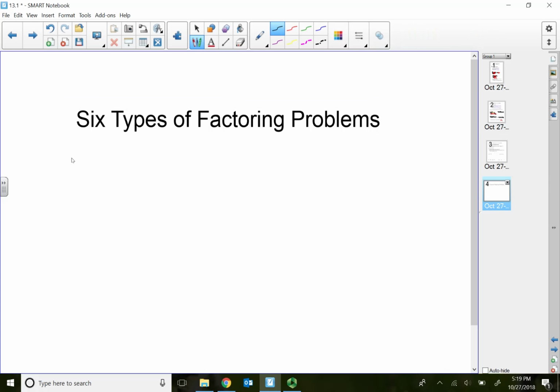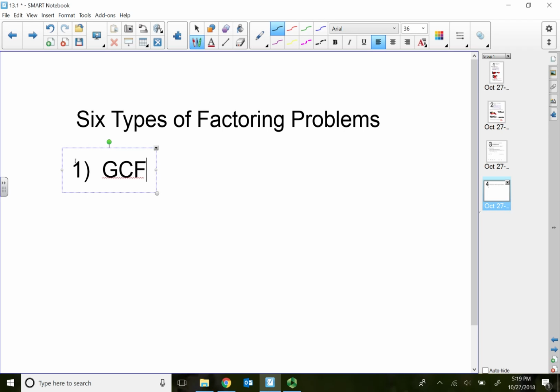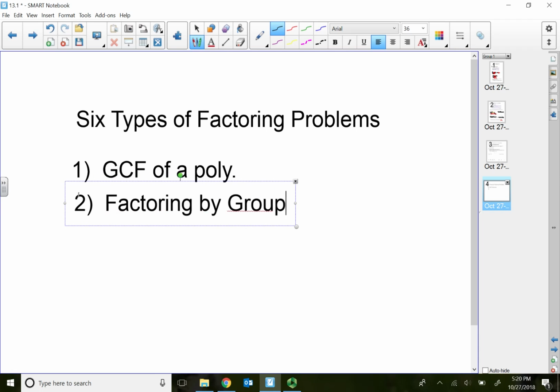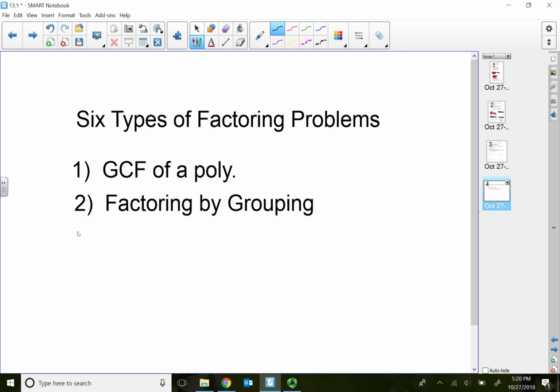The very first one is what I showed you in the previous video, which is factoring out the greatest common factor of a polynomial. The second type is what I'm going to show you today, which is actually called the factoring by grouping type of problem. We will learn in module 13.2 and 13.3 how to factor what we call the trinomial.